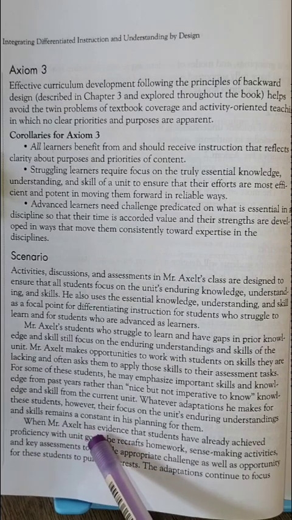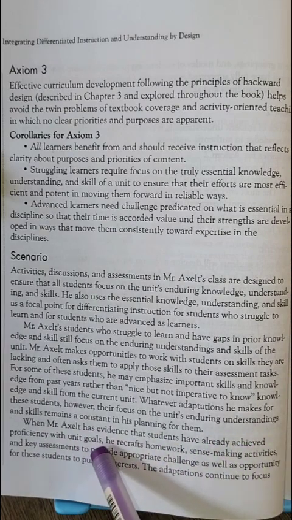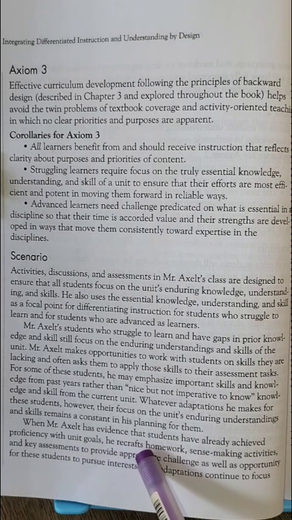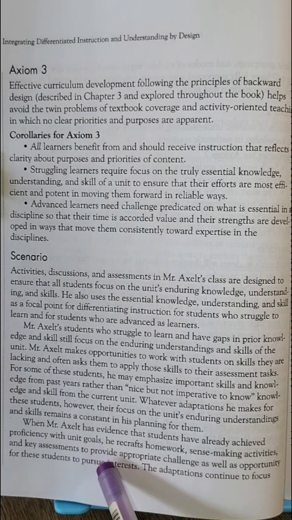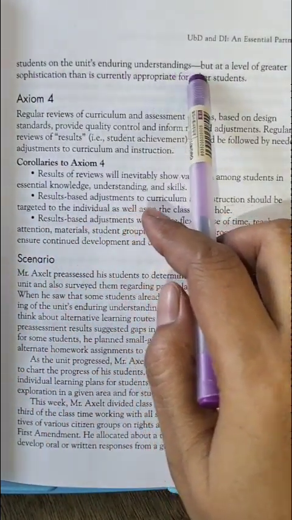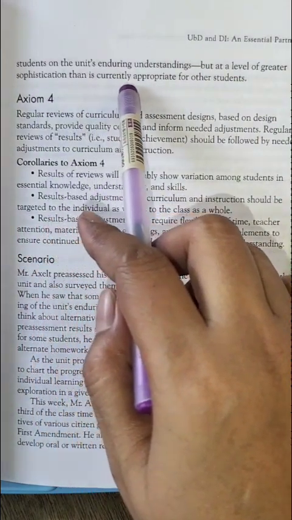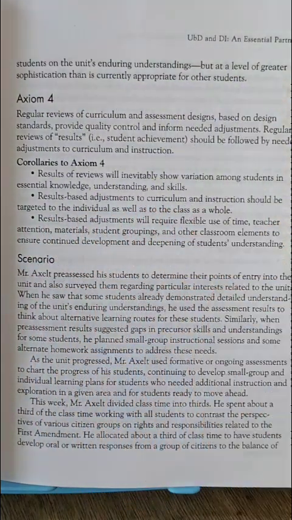When Mr. Axel has evidence that students have already achieved proficiency with unit goals, he recrafts homework, sense-making activities, and key assessments to provide appropriate challenge as well as opportunity for these students to pursue interests. The adaptations continue to focus students on the unit's enduring understandings, but at a level of greater sophistication than is currently appropriate for other students. That will be the end of Axiom 3, page 7.